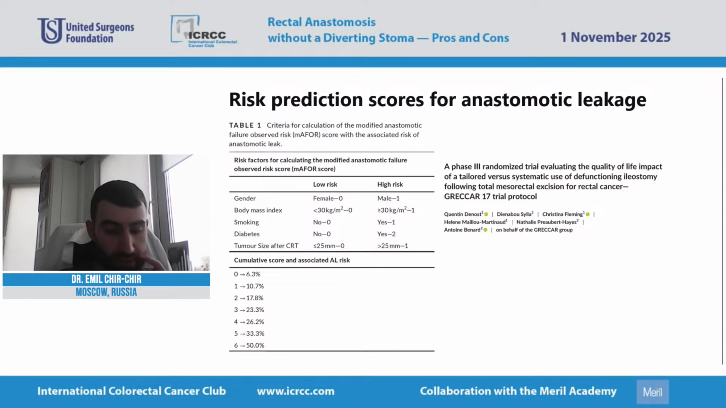The Greco 17 study plans to use the A4 score. It uses the following indicators: gender, BMI more than 30, smoking status, presence of diabetes, tumor diameter on MRI more than 2.5 centimeters. And in the initial study, they provided the scale scores and how the total score related to the risk of leakage.